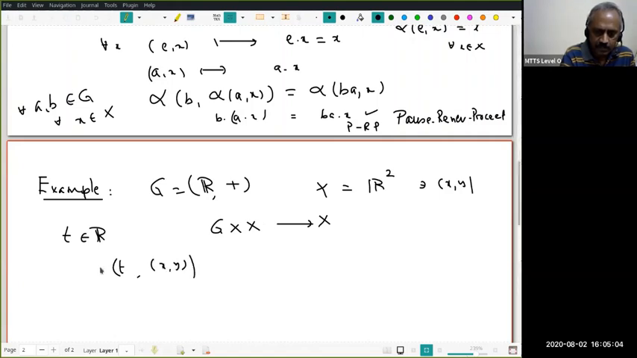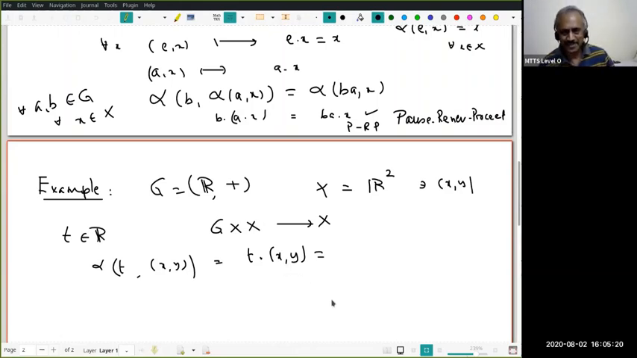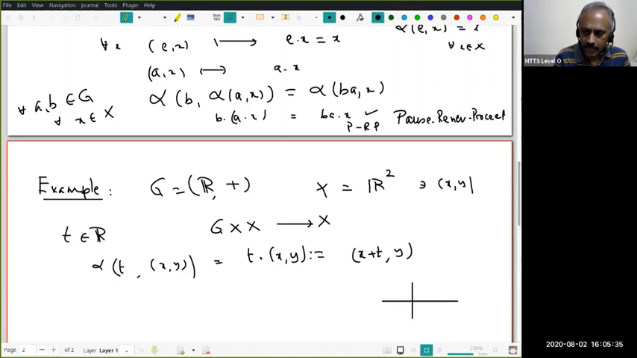You see that this is your alpha. But let's not worry about this. Let us worry about the way we write T dot XY. You might have learned vector spaces, so do not think T dot XY is TX, TY. This is not scalar multiplication. So what is it? It is going to be, let us say, X plus T comma Y. This is the definition. So what does it mean? I have an R2. So I have an XY.